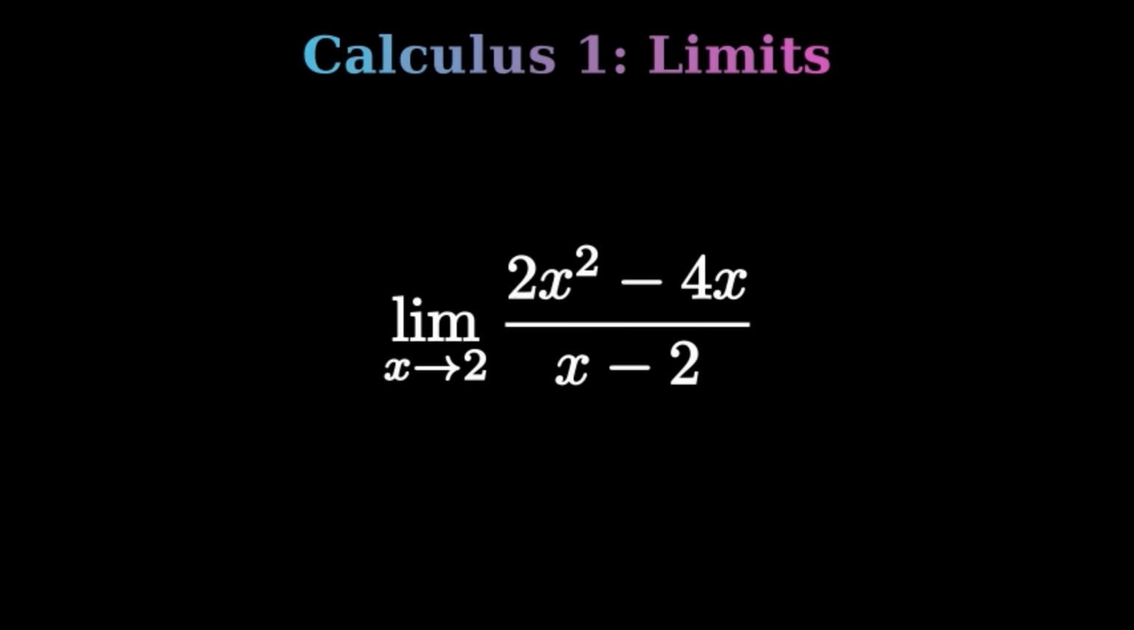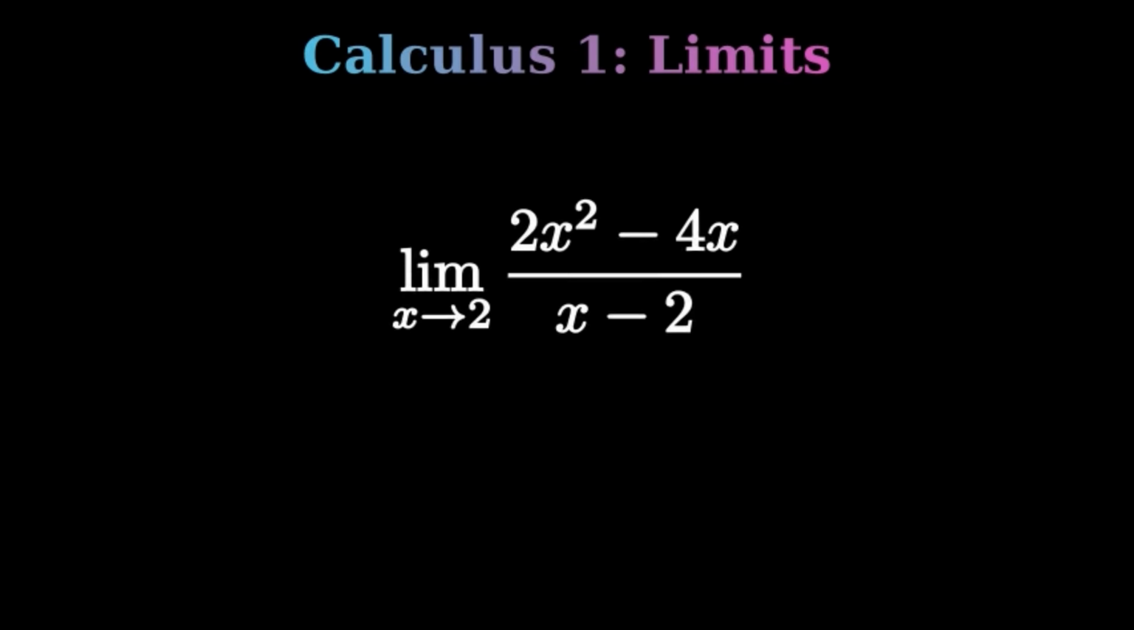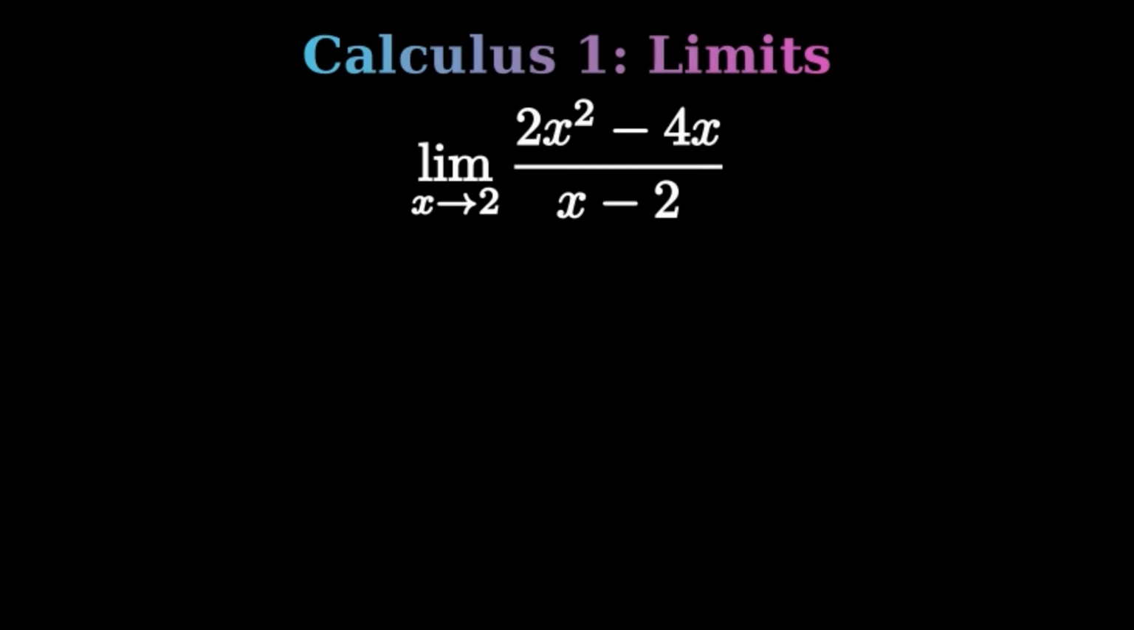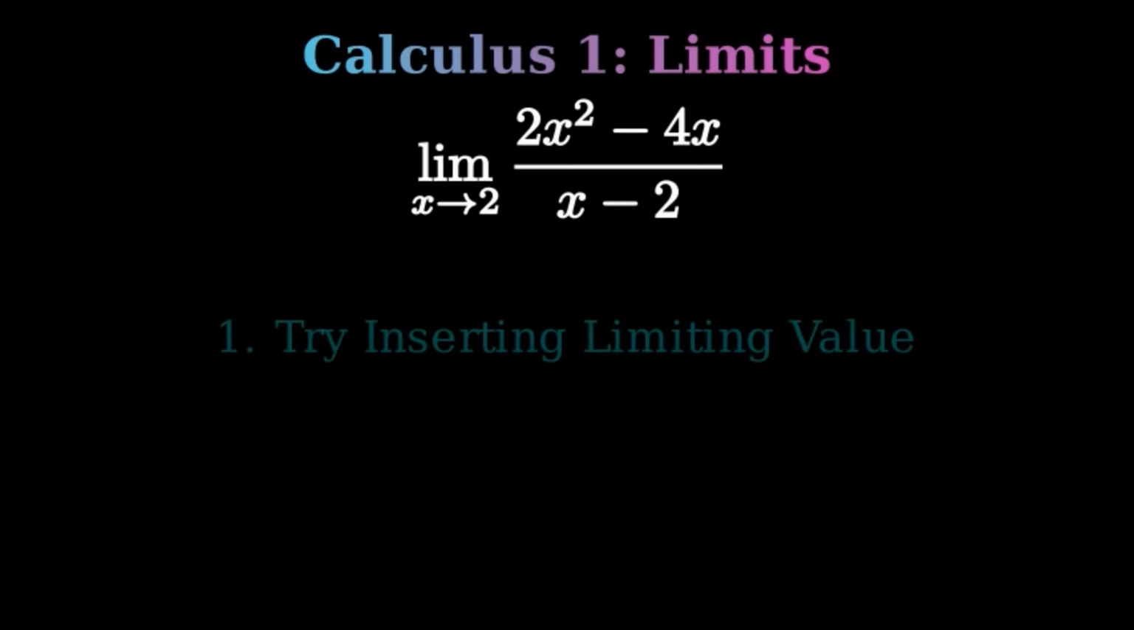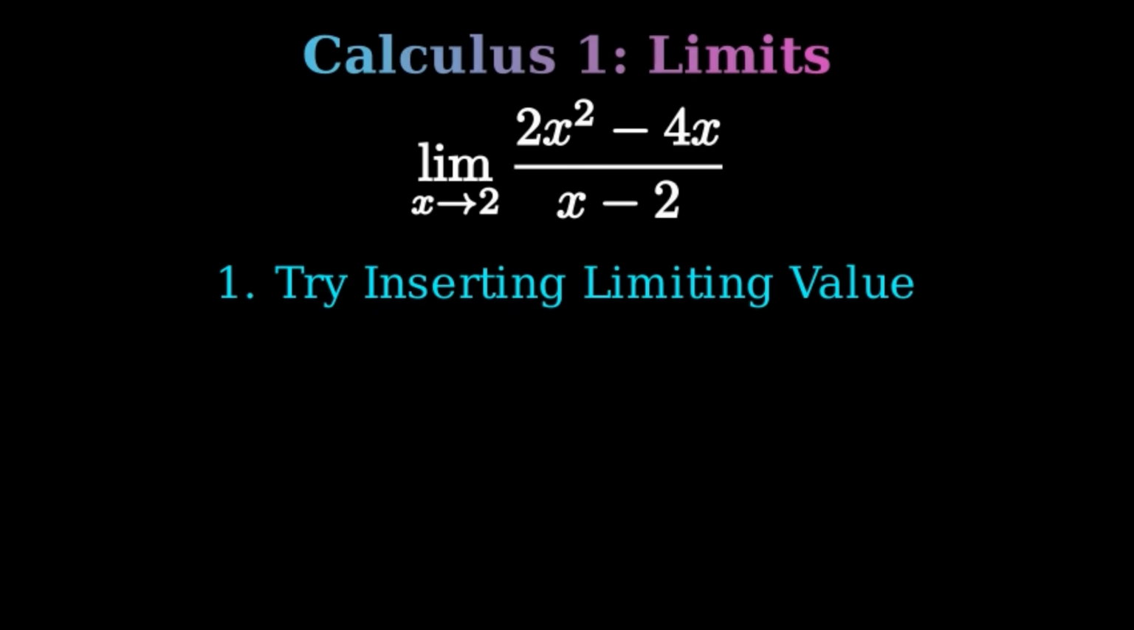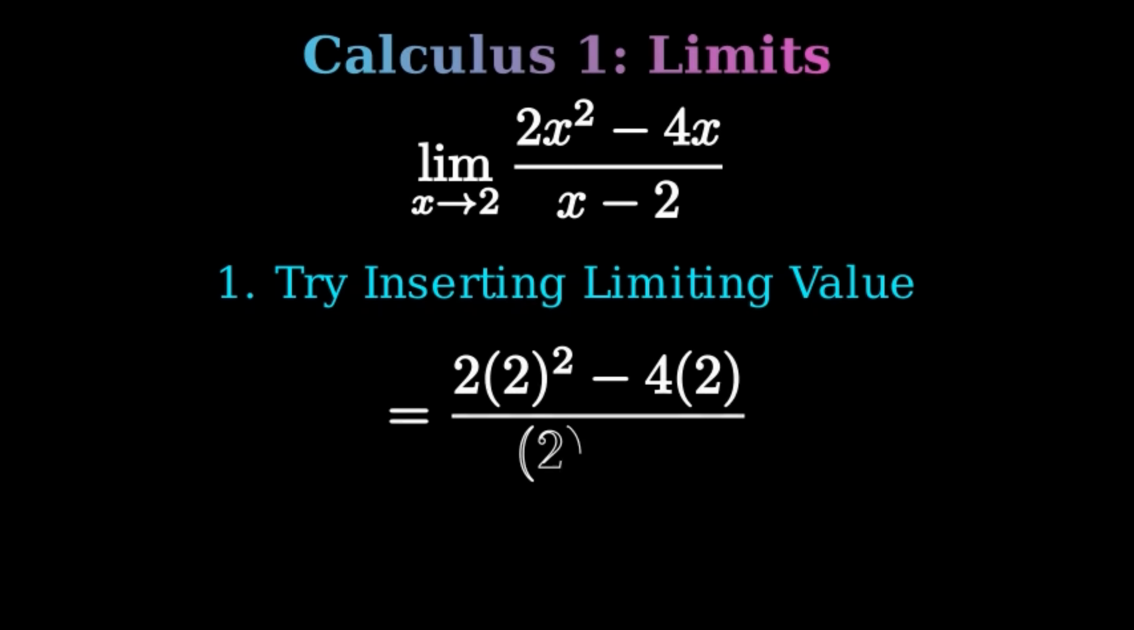For these types of problems, the first thing you want to try to do is insert the limit value, that 2 under the lim. You're basically going to plug it in to all the x's you see. What does that look like? We would get 2 times 2 squared minus 4 times 2 over 2 minus 2.